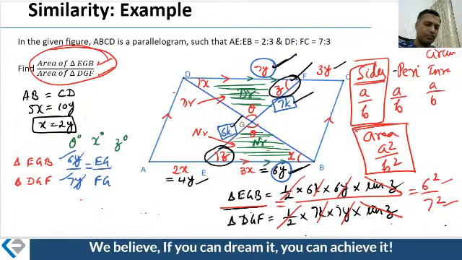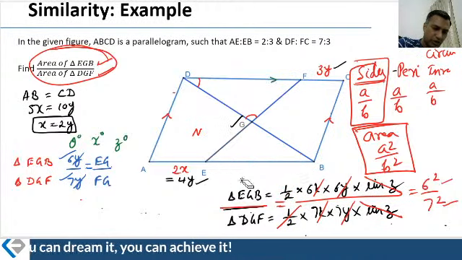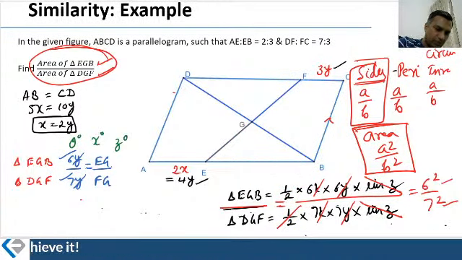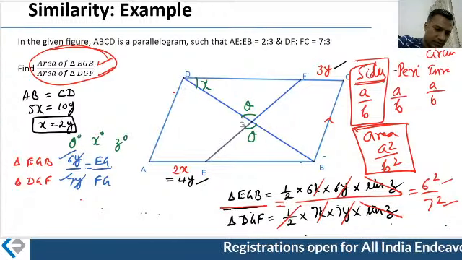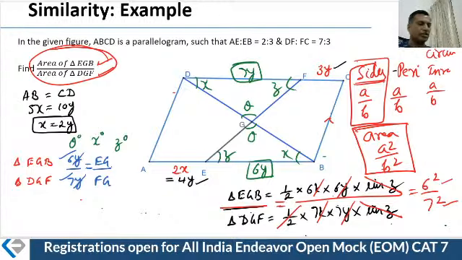So if I go back to this particular question, at some stage we already knew that this was theta and this was theta, and this angle was X and this angle was X, this angle was Z and this angle was Z. We knew that these two triangles are similar, and we had this as 6Y and we had this as 7Y. Now it is good enough.